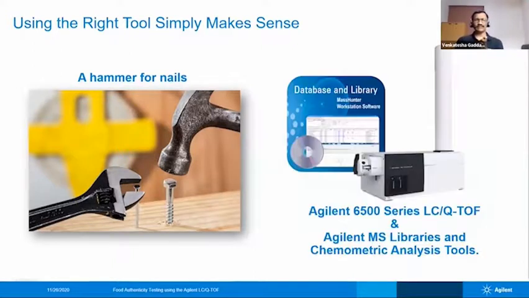So what we have at Agilent, in our company, in LCMS systems is the LC Q-TOF, the series of LC Q-TOF, not only the instrument but also the different libraries and the chemometric analysis tool to do this analysis. Okay, let's go one by one.